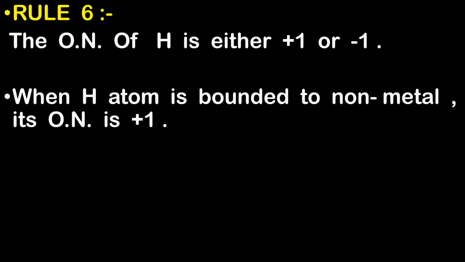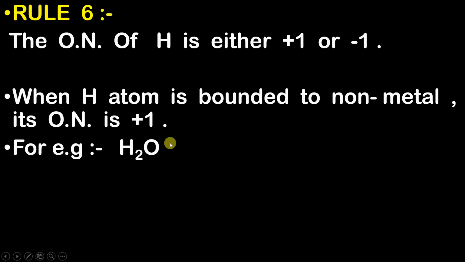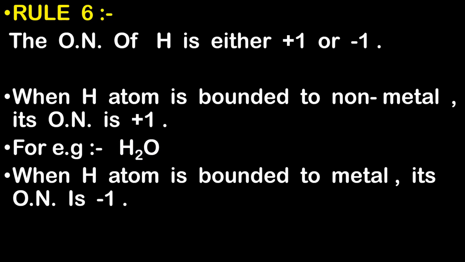Why plus 1? Because non-metals are more electronegative than hydrogen. Therefore, the oxidation number of hydrogen will be plus 1. For example, in H2O, oxygen is a non-metal. So when two hydrogen atoms are attached to oxygen, the oxidation number will be plus 1. Whereas when a hydrogen atom is bonded to a metal, its oxidation number is minus 1.